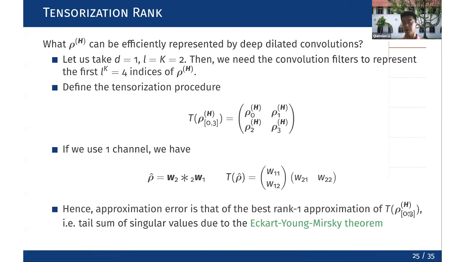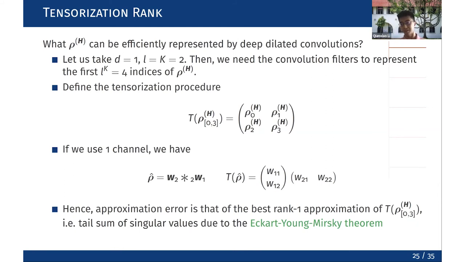So the best rank one approximation of this is essentially what we can get with one channel. Now, of course, if you have two channels, then any rank two matrix can be exactly represented by our network. So what this tells us is that if we are given some limited capacity in my network in terms of number of convolution filters, number of channels, then if we tensorize the target signal, and if the tensorized signal has some low rank property, then we can approximate it very easily. Otherwise, it will be difficult.